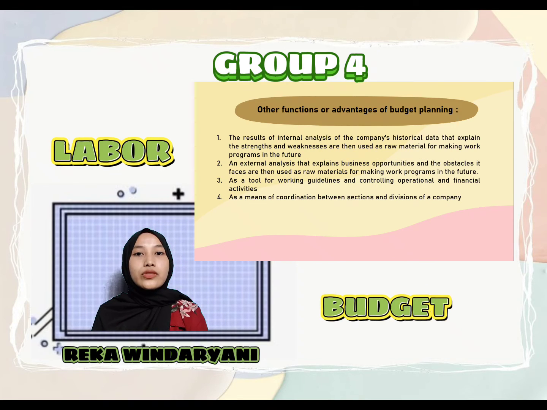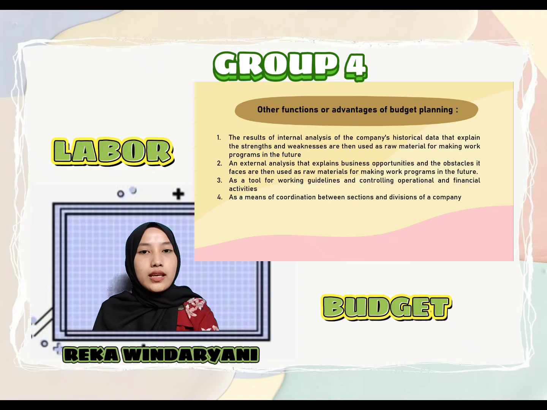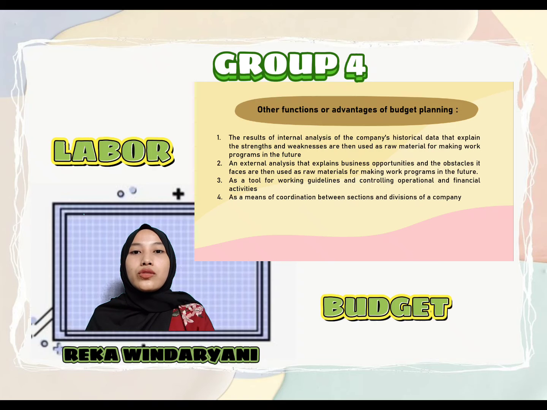And these are the other functions of budget planning. Number 1, the result of the internal analysis of company data can be used to make a work program in the future. Number 2, an external analysis also can be used to make a work program in the future. Number 3, as a tool for working guidelines and controlling operational and financial activity. Number 4, as a means of coordination between sections and divisions of the company.